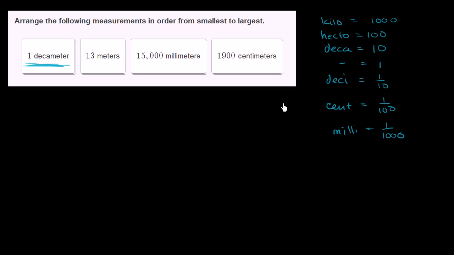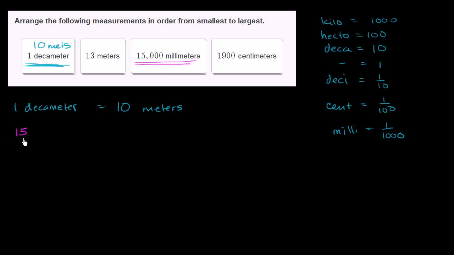So let's use this information right over here to figure out how many meters each of these are. So one decameter, we just saw deca means 10. That's 1 times 10 meters. So this is going to be equal to 10 meters. So this right over here is 10 meters. This is already written in meters. This is 13 meters. Then we have 15,000 millimeters.